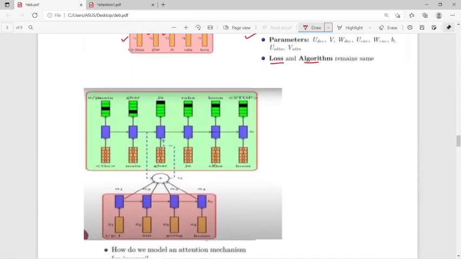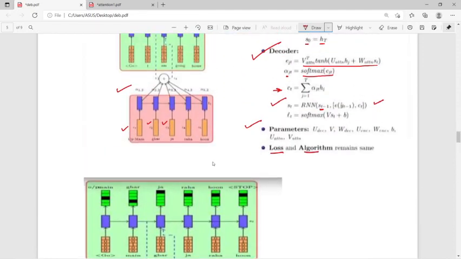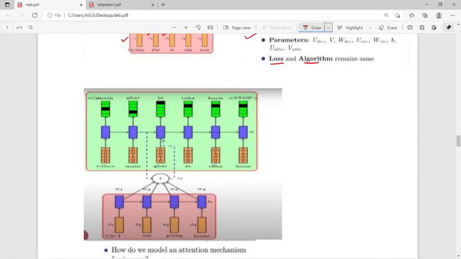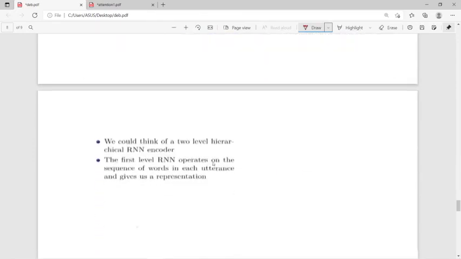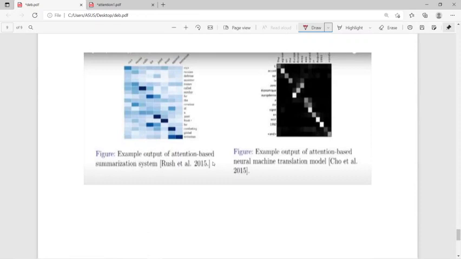Now the question may come whether this attention is used for machine translation or semantic analysis, whatever the task is, the approach is similar. One thing you can refer to is a particular paper, which is an example of the output of attention based summarization, and the attention based neural machine translation model.